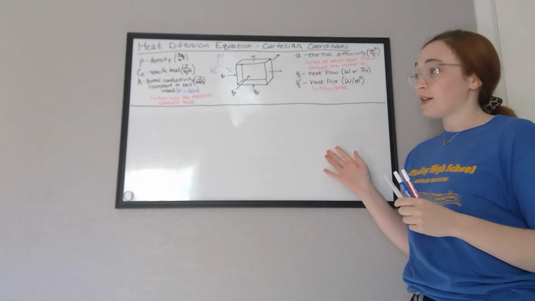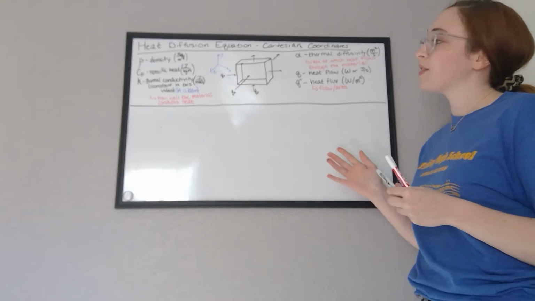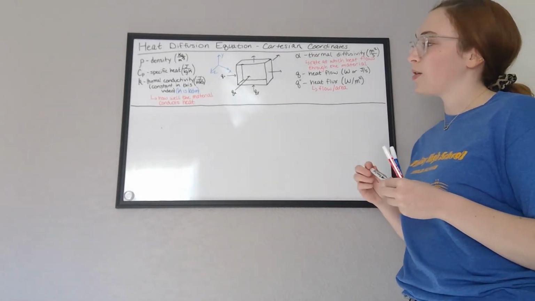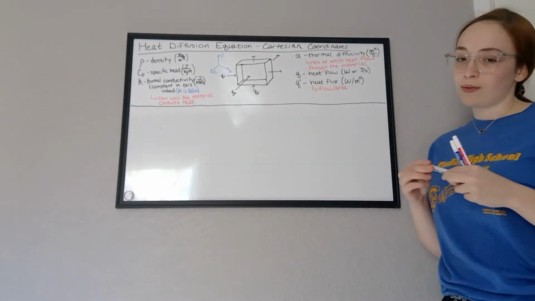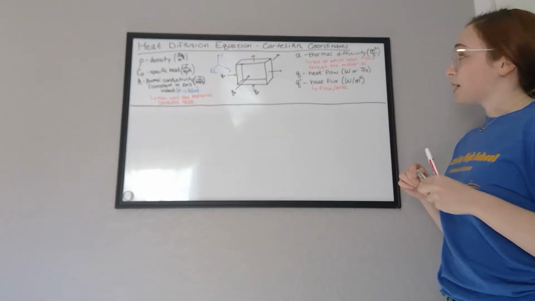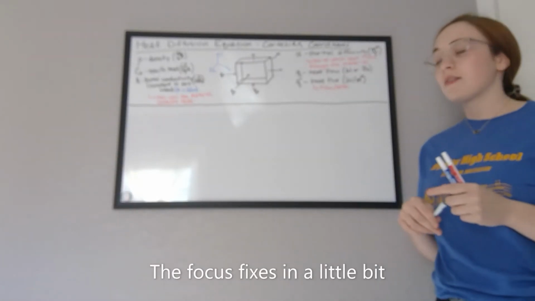I like to list out all my variables before I start a problem. So I have density, specific heat, thermal conductivity, which is how well the material conducts heat, thermal diffusivity, which is the rate at which heat flows through the material, heat flow, and heat flux. And I drew our volume example for our Cartesian system with the x, y, and z coordinate plane.